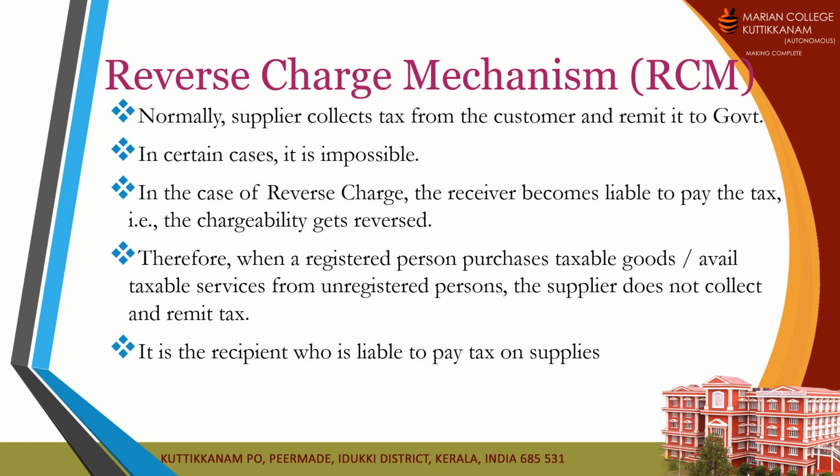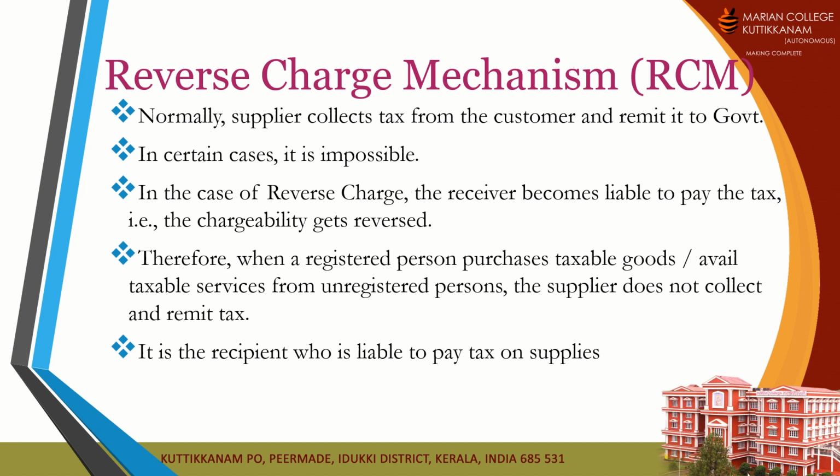In the previous introductory videos, we saw the calculation of CGST, SGST and IGST and how the tax amount is collected by the supplier and how it is remitted to the government. So in normal cases, it is the supplier who collects the tax from the customer. The supplier charges a price that includes the tax amount from the customer and he remits it to the government. Okay. But in some cases, this mechanism is impossible.